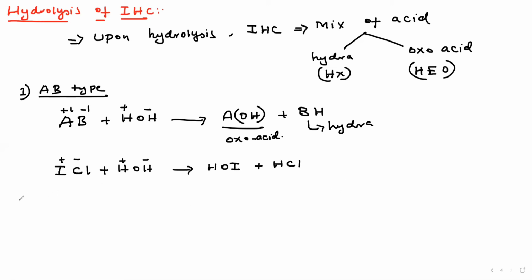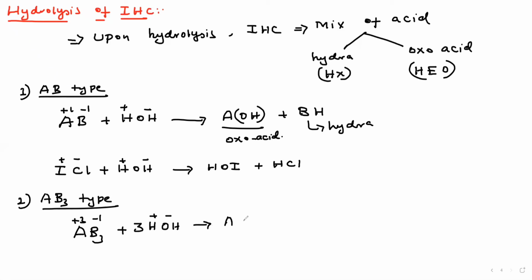Go for the second type, AB3 type. Please note, it is very important. Here in AB3 type, this is +3 and this is minus. You know, right? Always the side element should be minus in oxidation state. Plus water: how many? The 3 plus, therefore 3 water molecules, 3HOH. Plus and minus, therefore they form A(OH)3 plus 3HB.